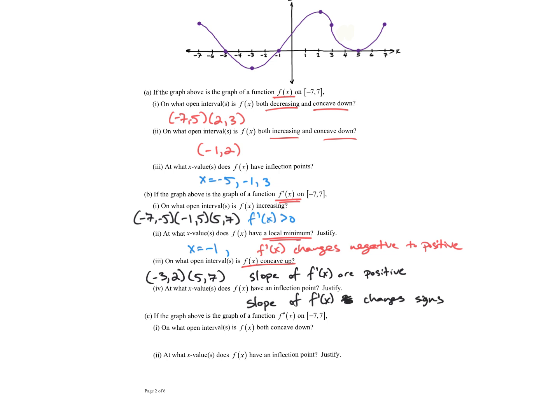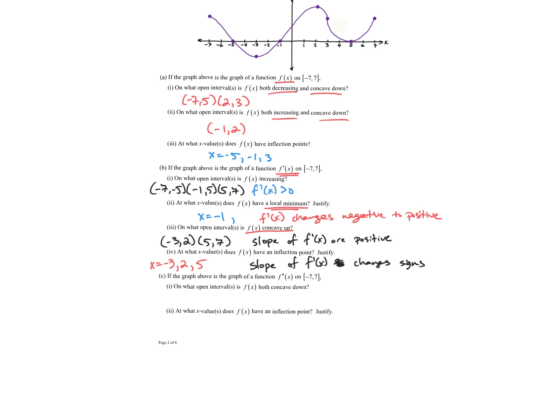The slope of f prime changes sign. All right. And so when is the slope of f prime going to change signs? At x equals what? Negative 5. No. Negative 3. When else? 2. And when else? 5. And at 5.